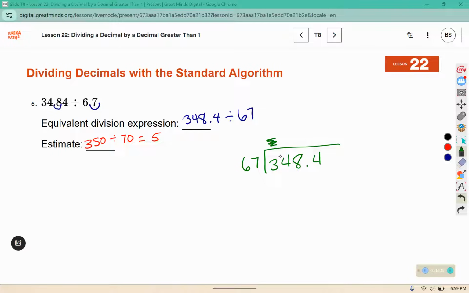67 doesn't fit into 3 or 34, but it does fit into 348. If I count by sevens, that would be 7, 14, 21, 28. So I'm thinking it'll be about 4 of these. 4 times 7 is 28. 4 times 6 is 24, plus 2 more makes 26.